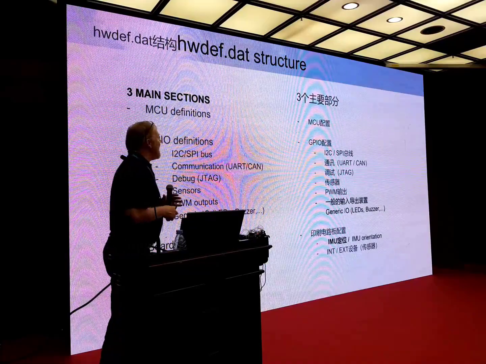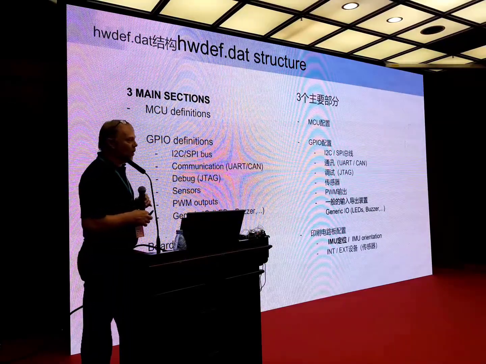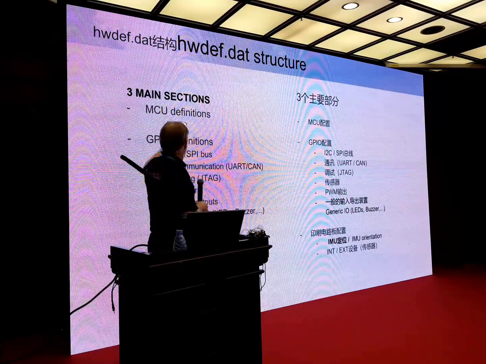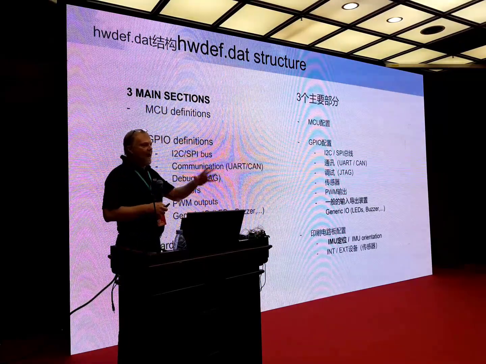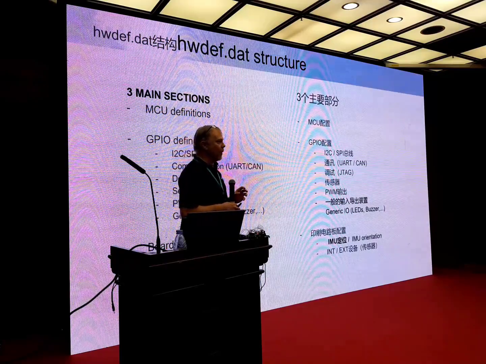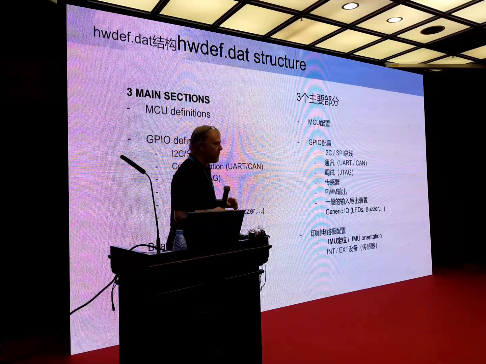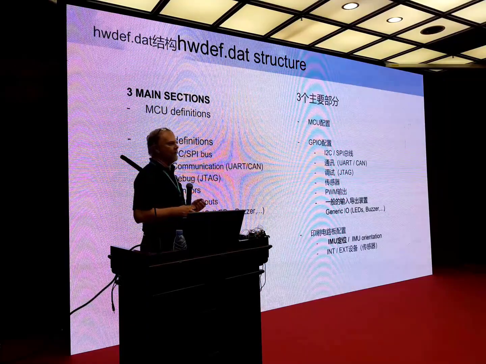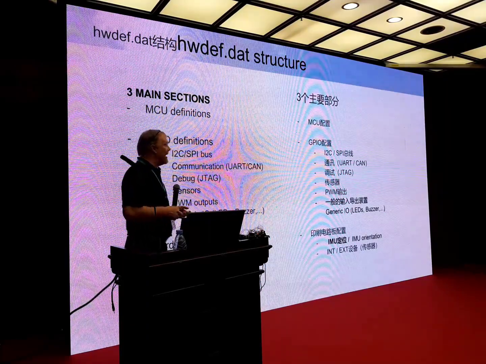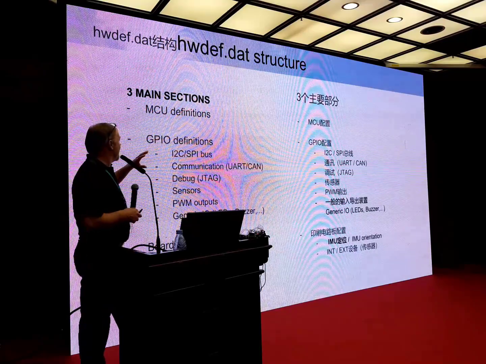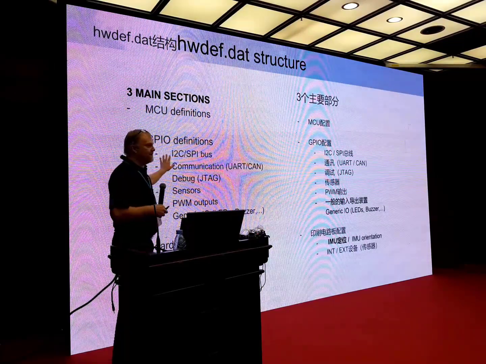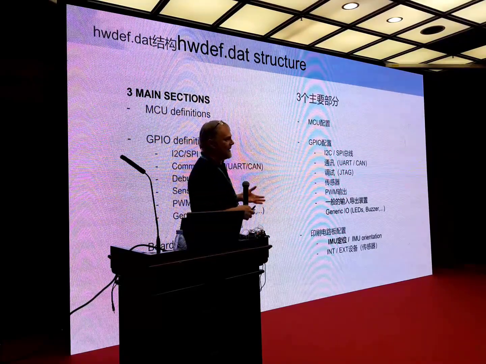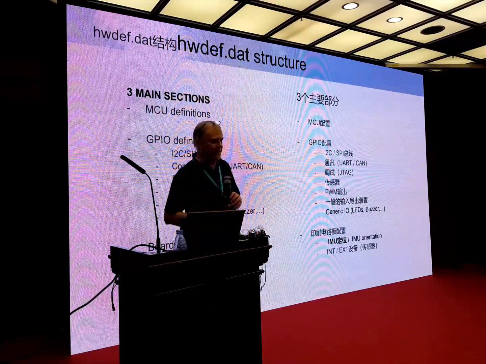So there are three main sections in the hardware definition file. MCU definitions, okay, what kind of microcontroller you have on board. Is it going to be 405 based or any kind of 4XX based, or is it going to be 7 based? So you need to put all those in. Then, of course, one of the most important ones is the GPIOs, because the build system needs to know where everything is on the board.